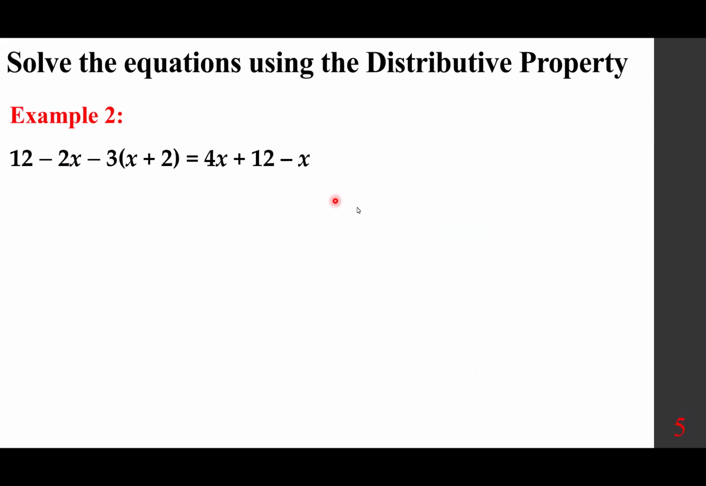Solve this equation. Of course, even if they don't say it, we have to use the distributive property, which means we are going to distribute the number 3. So this remains the same, 12 minus 2x, minus 3x minus 6, then 4x plus 12 minus x. On the right side, class, we can put this into 3x. On the left side, number 12, number -6, they add up to +6. These two add up to -5x.